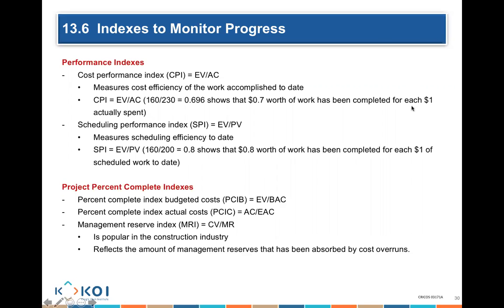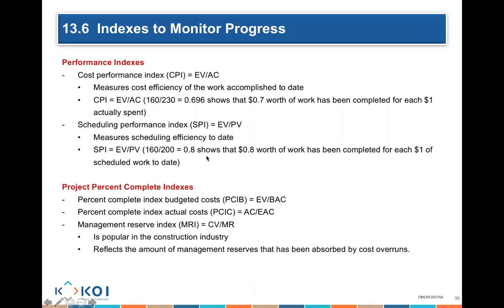Same here, schedule variance equals earned value divided by planned value. So you see, you're using the same thing, but instead of earned value minus, you're doing division. CPI is earned value divided by actual cost, and SPI equals earned value divided by planned value.